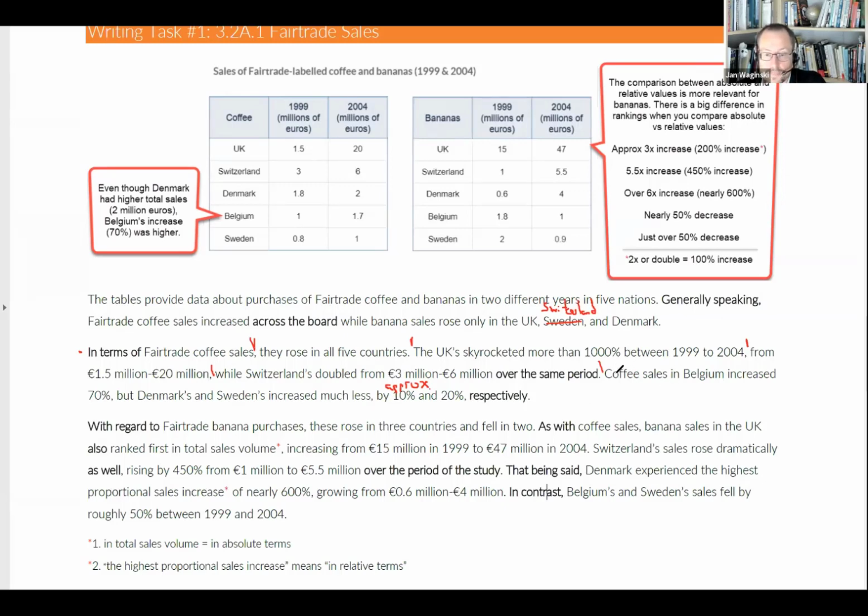If I keep going, coffee sales in Belgium increased 70%, but Denmark's and Sweden's increased much less, by approximately 10% and 20% respectively. Right? So fluent speech pauses only at punctuation. That's what the examiner's listening for.